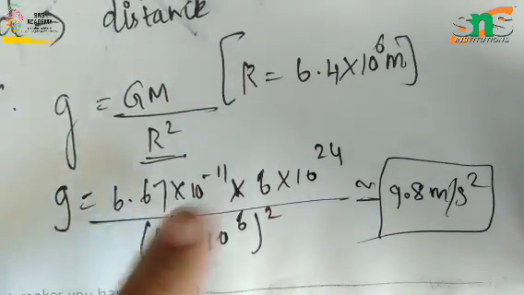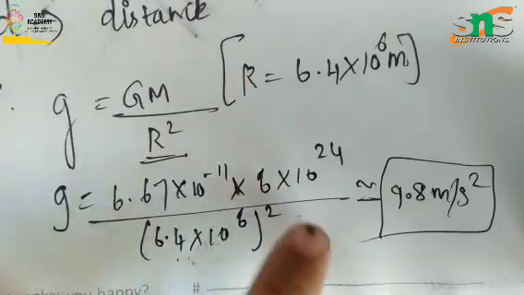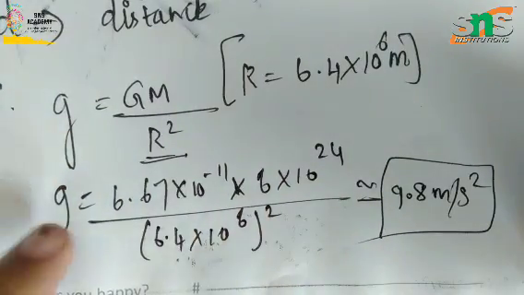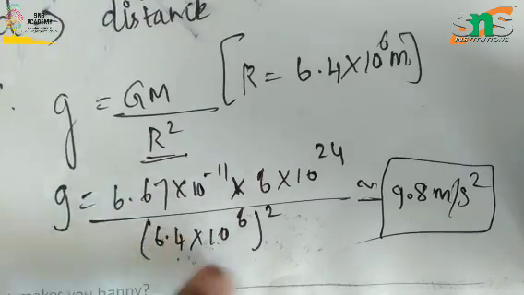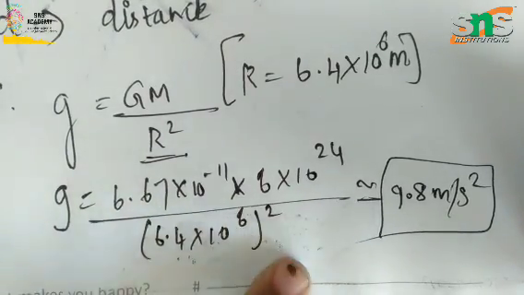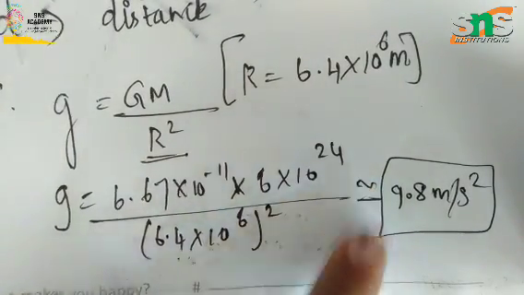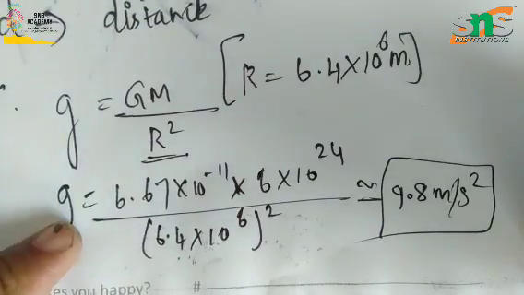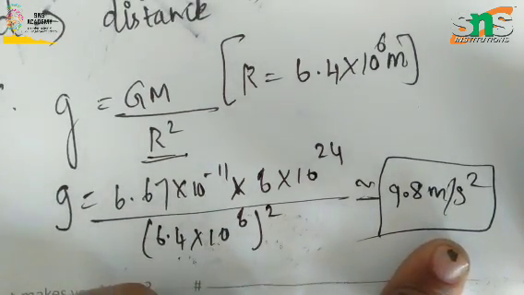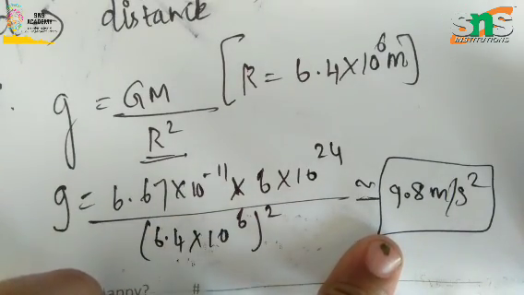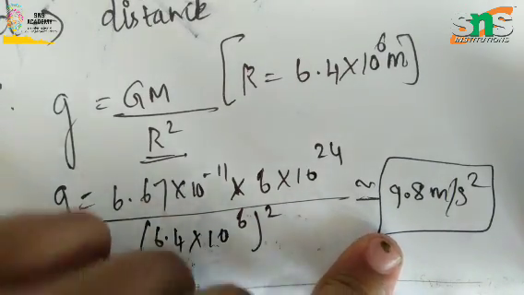When you multiply these two terms, you add the powers since the base terms are equal: 24 minus 11. And solve the square, which belongs to the two terms inside: 6.4 into 6.4 into 10 to the power 12. When this 10 to the power 12 goes up, it becomes 10 to the power minus 12. So you work it out and you'll get the answer as 9.765. You have to round it off to 9.8 meter per second square. So the acceleration due to gravity of the earth is 9.8 meter per second square.